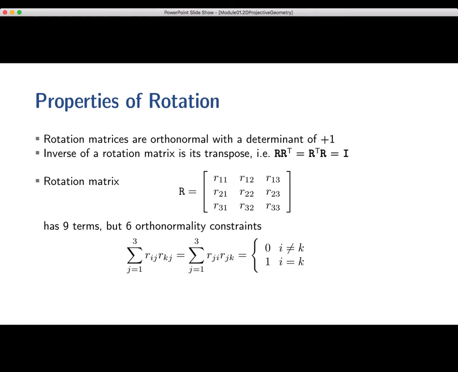So that's a total of 6 constraints. So on 9 terms you have 6 constraints, so you are left with 3 freedoms. Okay, and that makes sense. In P2, how many freedoms did we have in a rotation matrix? We had only 1 freedom, which was the angle here. Here, since there are 3 principal axes, there can be an angle on each one of them. So that's the 3 freedoms that you have in a rotation matrix. Okay?